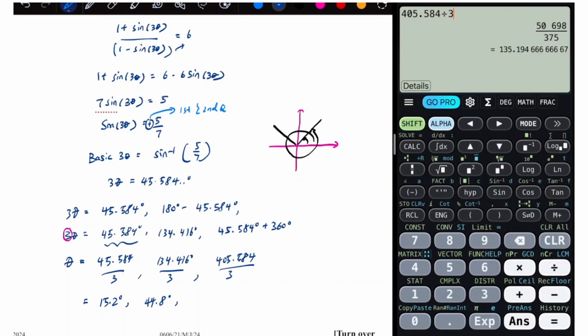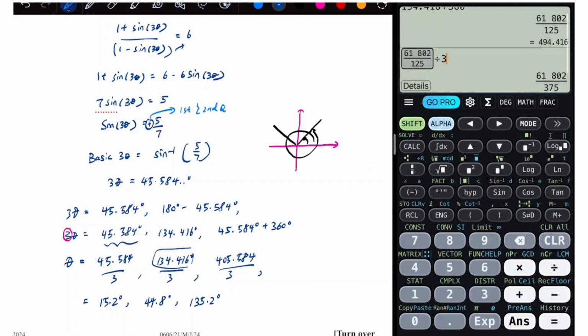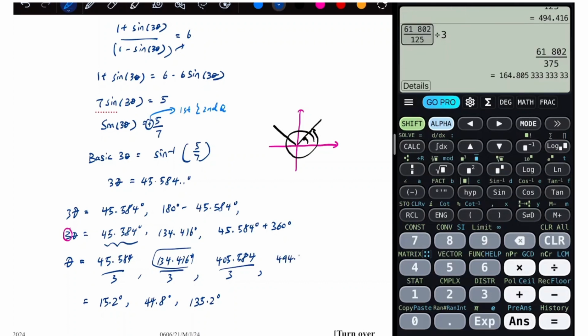405.584 divided by 3. That's gonna give us 135.2. So I don't think 134.416 plus 360 divided by 3. We're still in the game. Okay. So just be careful. You just take the entire thing, which is gonna be 494.416 divided by 3. So that will end up giving you 164.8. So the second revolution matters, guys. Make sure you check properly.